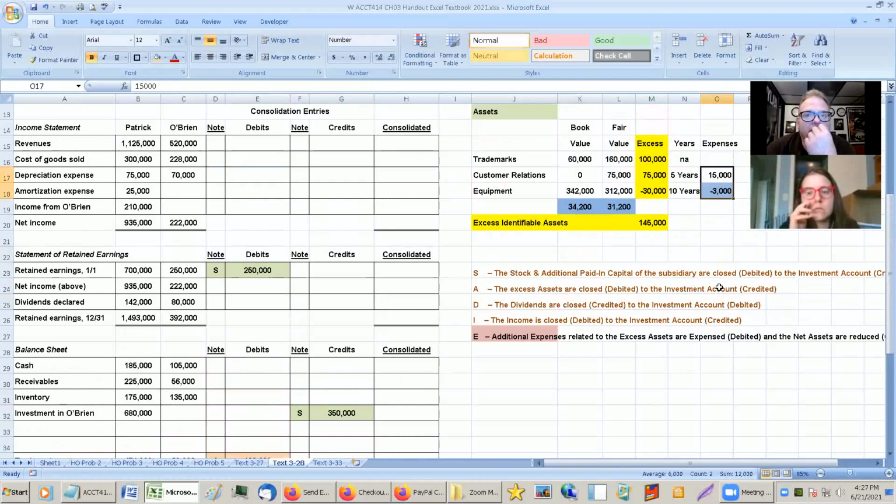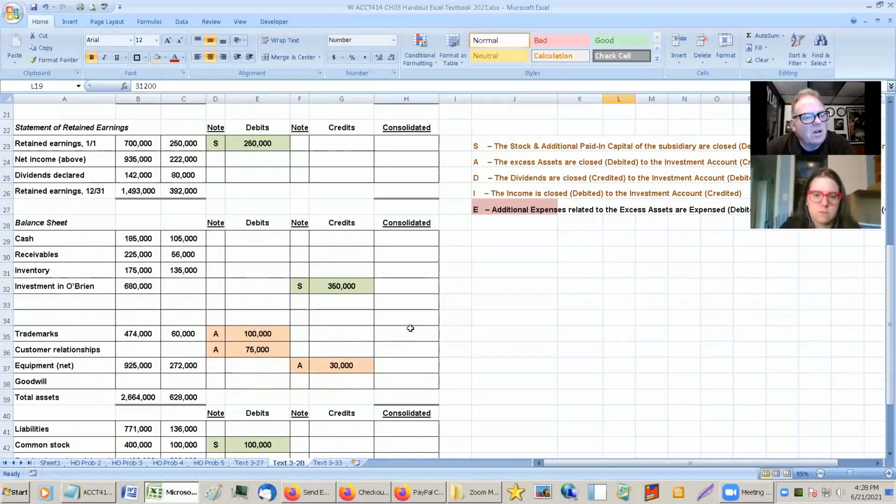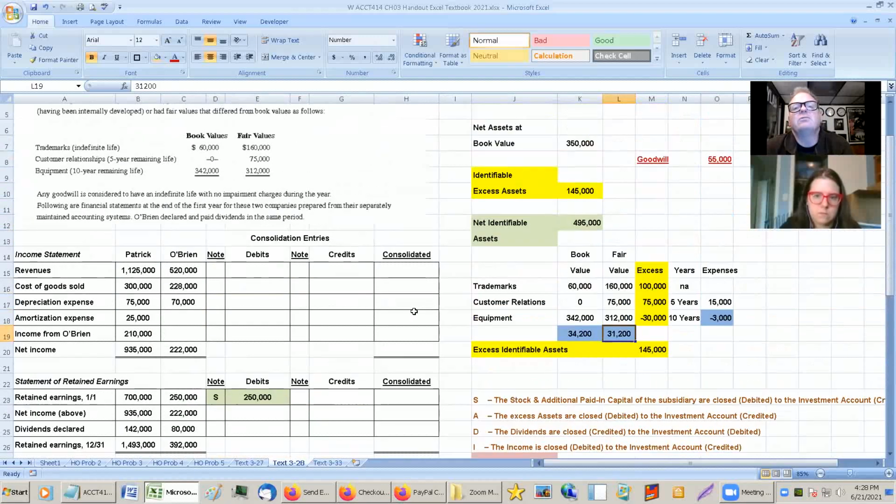Now when we do the expenses, we will add back in basically 3,000 to it, because they subtracted out 34,200. Well, if we had done it at fair value, it would have been 31,200. Okay, so goodwill. What was the goodwill? 55. Yeah, 55.